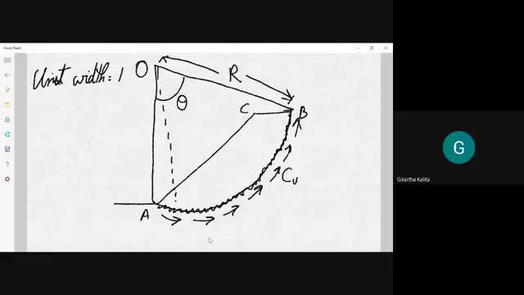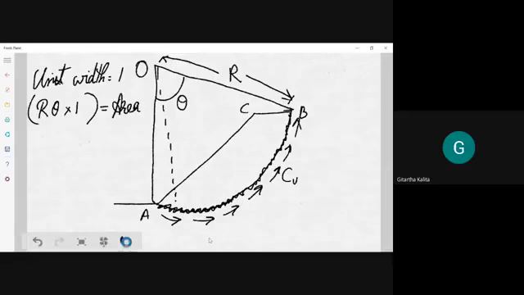Unit width is equal to 1. So area will be what? Length into width. This is the surface I am talking about. At this surface the area will be what? This length, which is r theta, into the width. Ultimately this area will be r theta. Okay, this is the area.